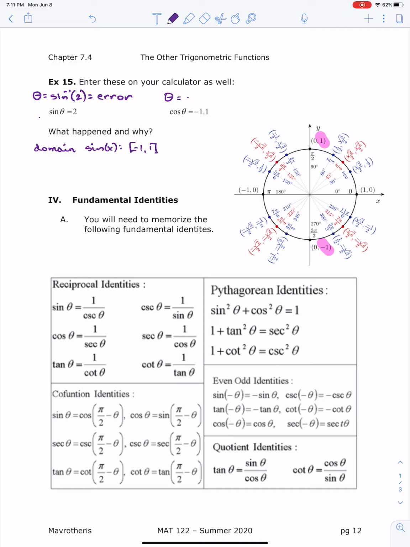When we try to solve for this theta and we plug in inverse cosine of -1.1, our very largest cosine is 1. Our very smallest cosine is -1. So the same thing happens here. The domain of cosine is -1 to 1.